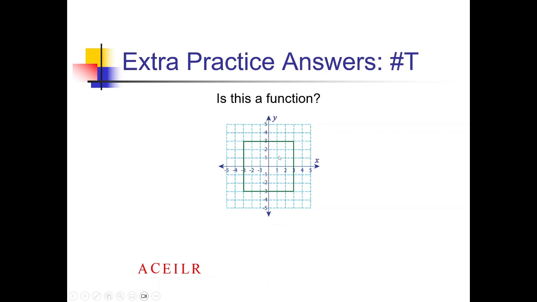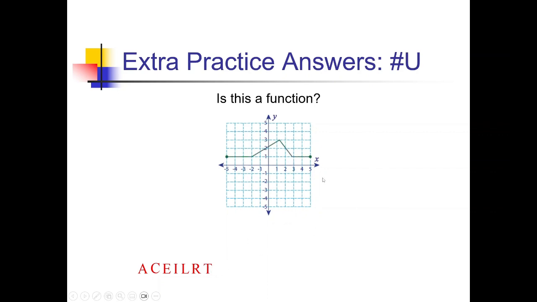Question T, we have a square, and it definitely is a square. Not that that matters. Fails the vertical line test. We can touch it twice in many spots. It's even constructed with a couple vertical lines, so if that doesn't fail the vertical line test, nothing does, right? So this is not a function. We record the T.